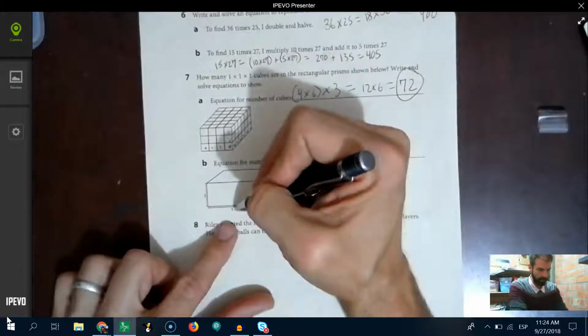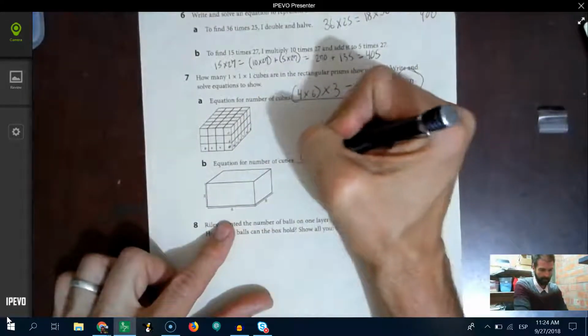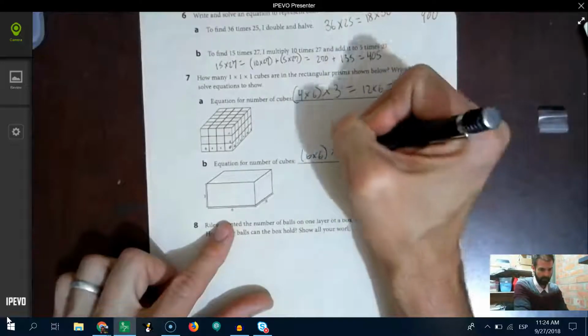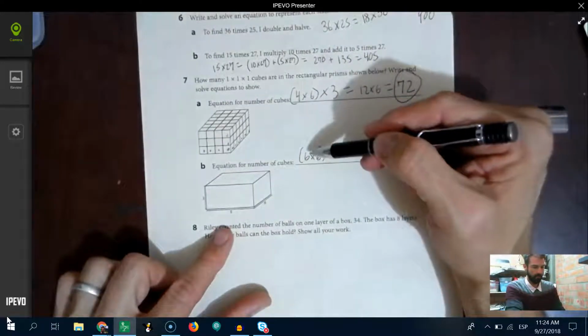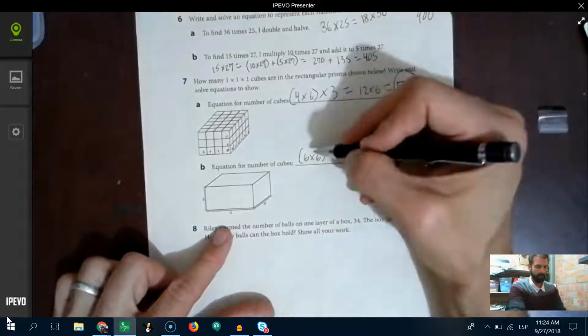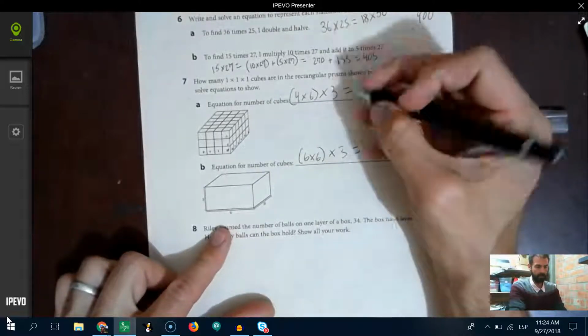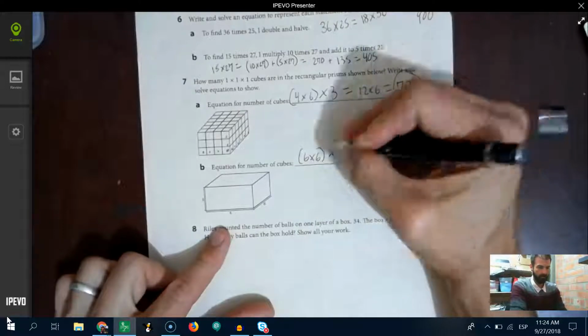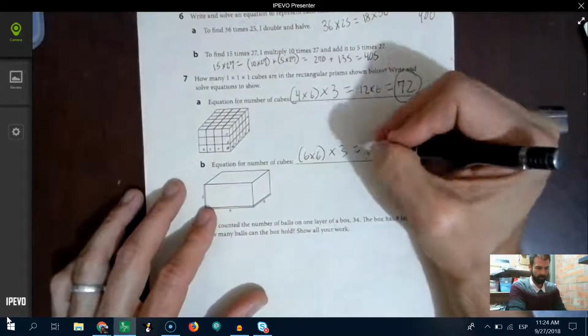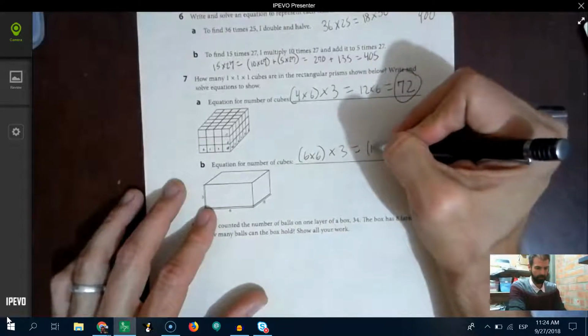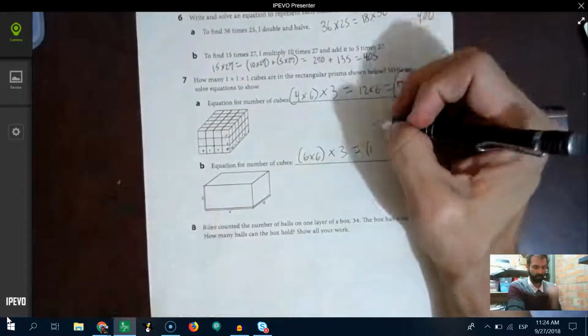Here, equation for number of cubes. They give me the information, 6 by 6 times 3. Okay. Well, I could make that 12 times 3 times 3. Oh, no. 6 times 6 is 36. 36 times 3? That doesn't seem easy.